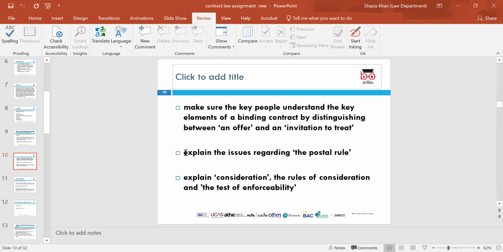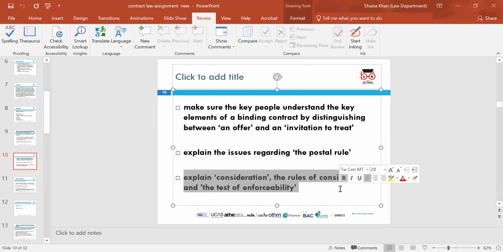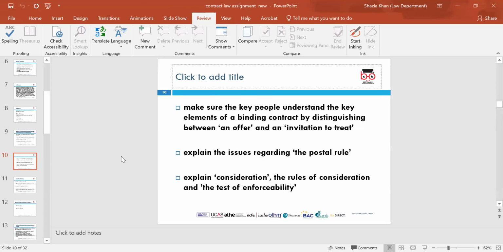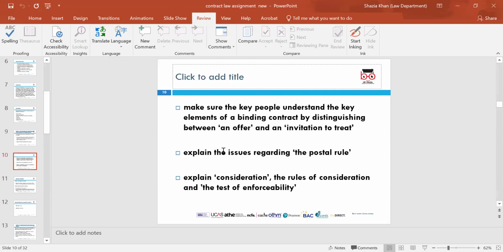You need to look at explaining the issues regarding the postal rule, which is another bit of it, another heading. And then you need to also look at explaining consideration, the rules of consideration, and the test of enforceability with regards to that. And each of them that we've gone through, so 1, 2, 3, 4, 5, you need to be having as headings, okay? So these are all for pass criteria, you need to make sure you've got headings and you are writing under the headings.